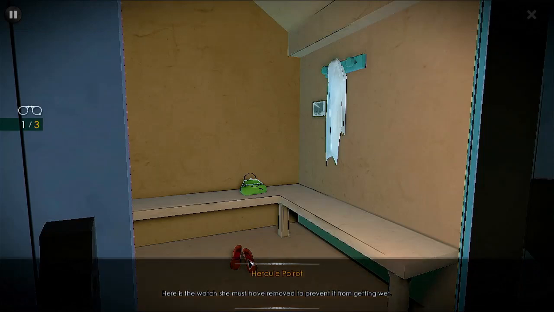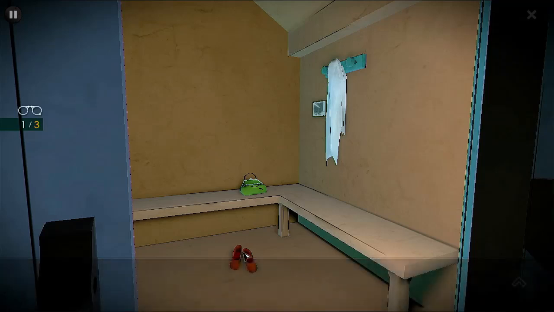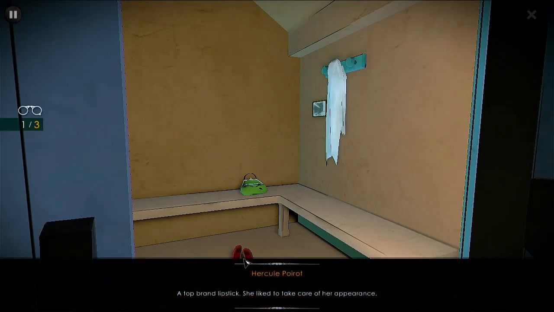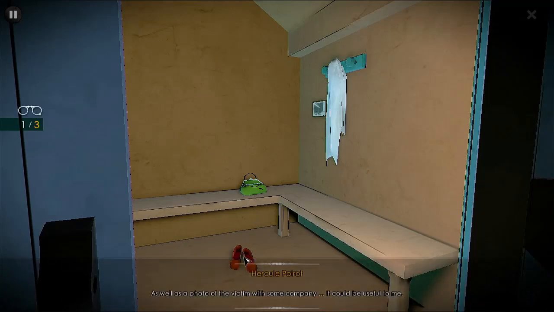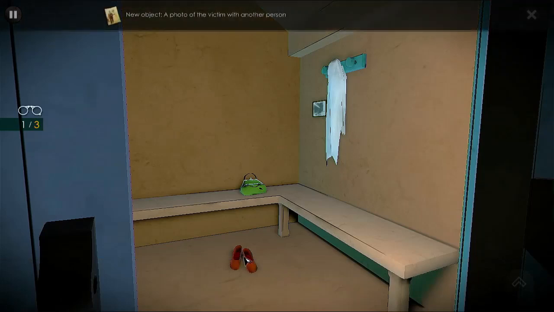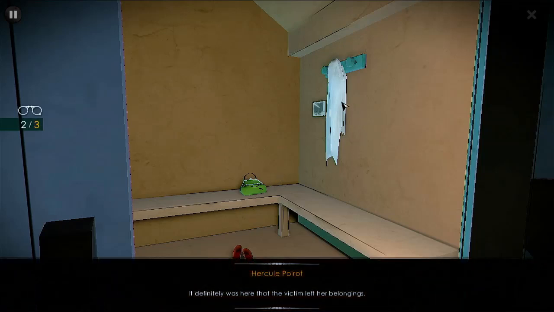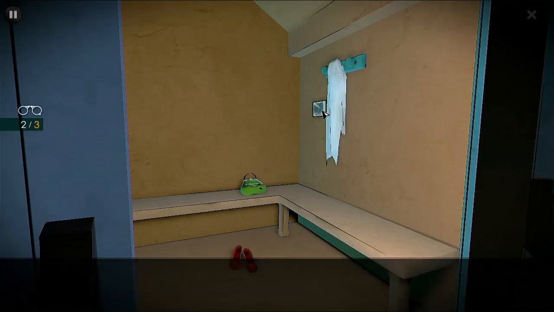Here is the watch she must have removed to prevent it from getting wet. A top brand lipstick. She liked to take care of her appearance. As well as a photo of the victim with some company. It could be useful to me. Okay. It definitely was here that the victim left her belongings.